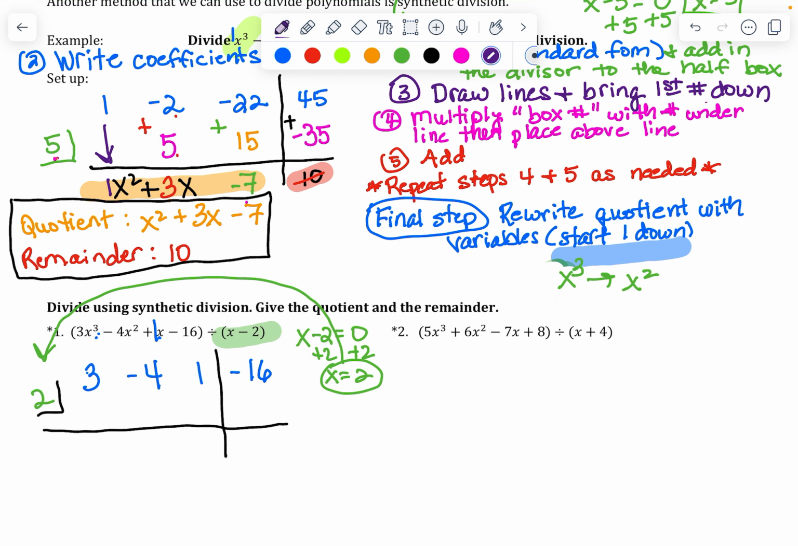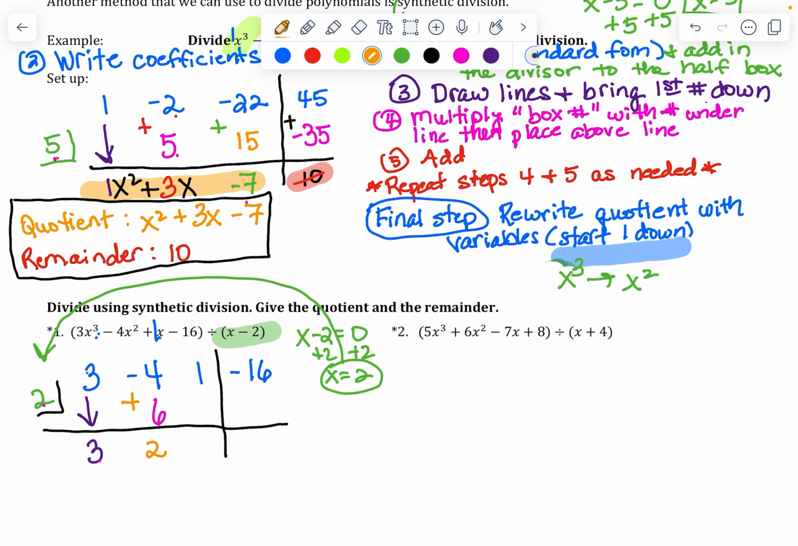Don't forget, bring the first number down, and then you start with your fun multiplying. So 2 times 3 is a 6. So now I'm going to add negative 4 plus 6. I guess we'll just stay with orange. Negative 4 plus 6 is going to give me a 2.